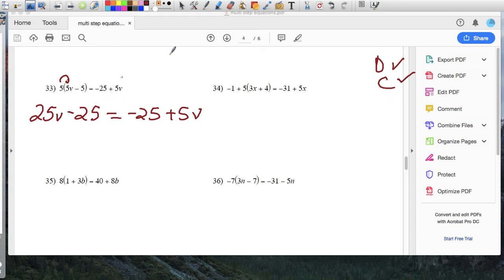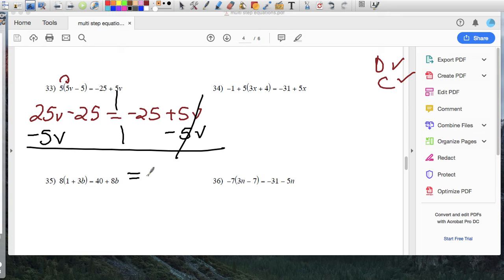Next one: is there a variable on each side? Yes, there's a v here and there's a v here. One of those two has to go out. So let's take out this guy. Minus 5v on that side. I'm going to do minus 5v on this side. These two are out. So I'm left over with negative 25. 25v minus 5v is 20v minus 25. Now I can restore it.